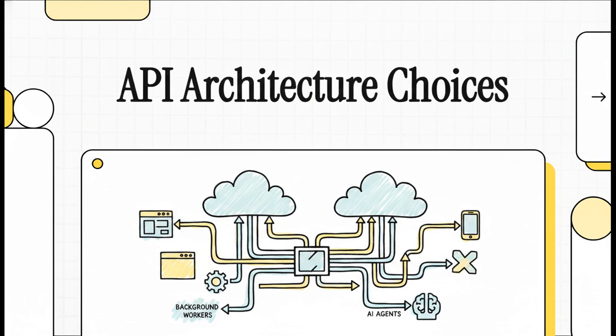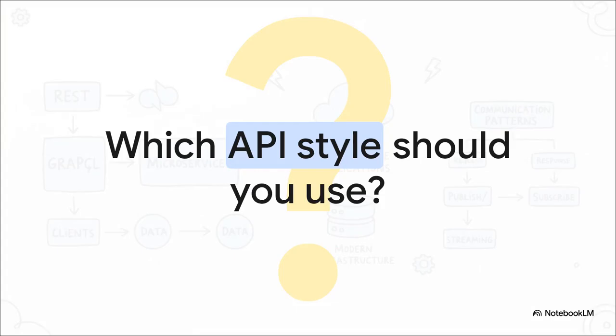But as our applications have gotten way more complex, how we design that connective tissue has really had to evolve. We're definitely not living in a one-size-fits-all world anymore. Right, let's jump straight into the core conflict here. Which API style should you actually be using? Is it REST, GraphQL, gRPC?